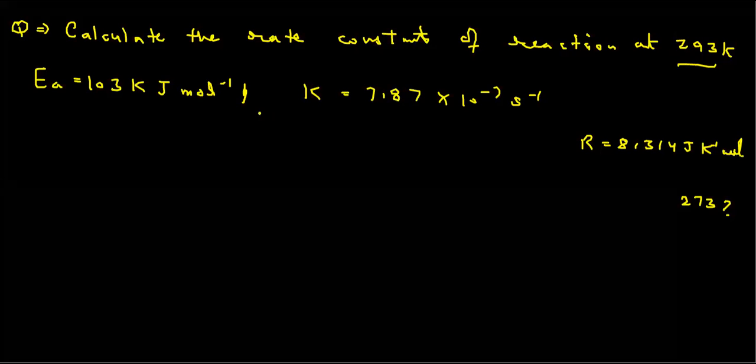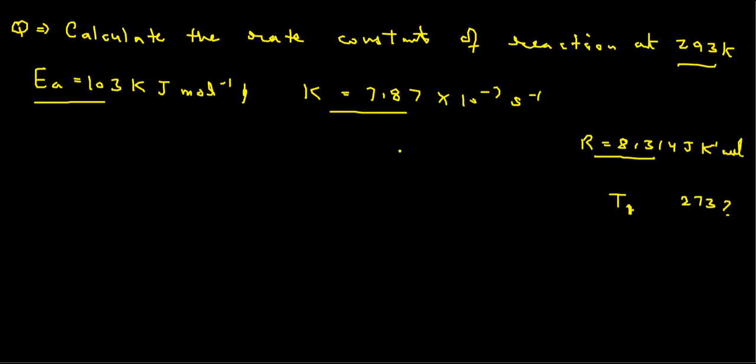Okay, so guys, the question is given to you. Calculate the rate constant of the reaction at 293 Kelvin. The activation energy Ea is given, the rate constant is given, R is given, and the second temperature is given as 273. Suppose this is the temperature T1 and this is the temperature T2, 293.